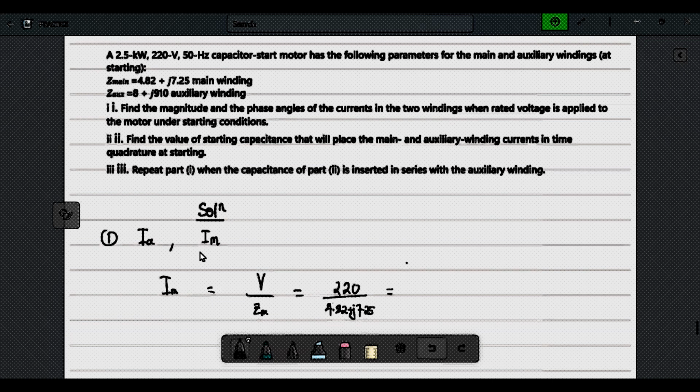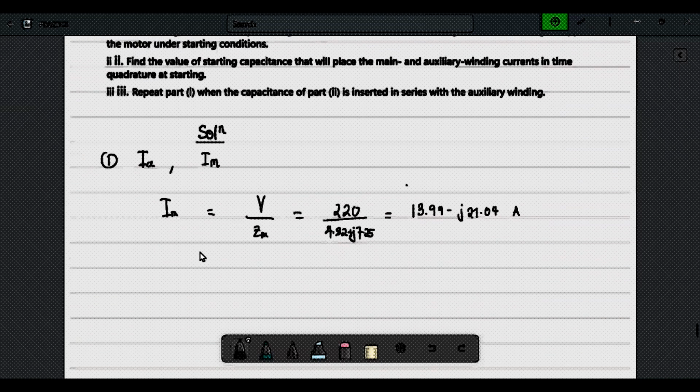The angle of the 220 volts is 0 degrees. To do that division, you convert the denominator to polar form and then divide the amplitudes. When that is done, you get in rectangular form 13.99 minus j21.04 amps.